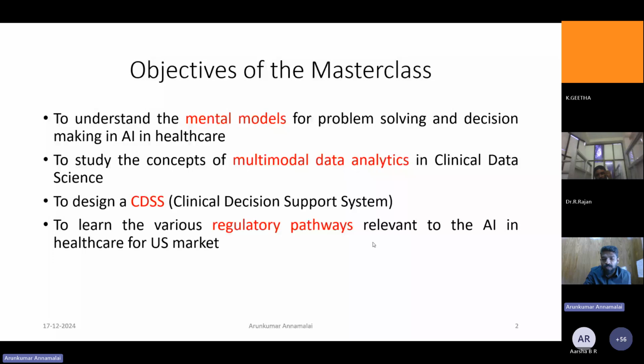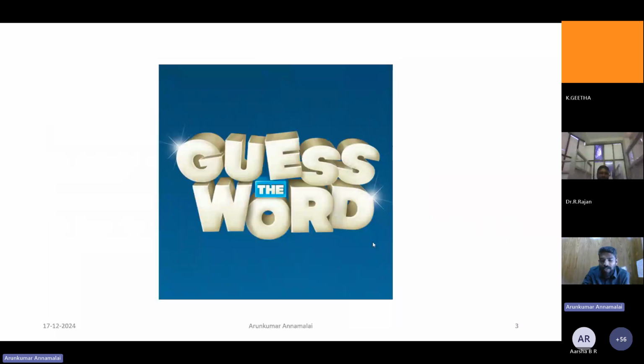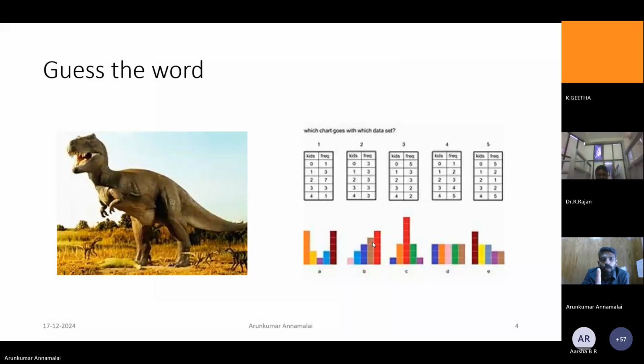Before that, I would like to start with a small game. I'm encouraging people to participate in this. A very simple one. Can anyone tell me what this is? There are two words in this. Word one, word two. There are two parts of the same word. Any idea?